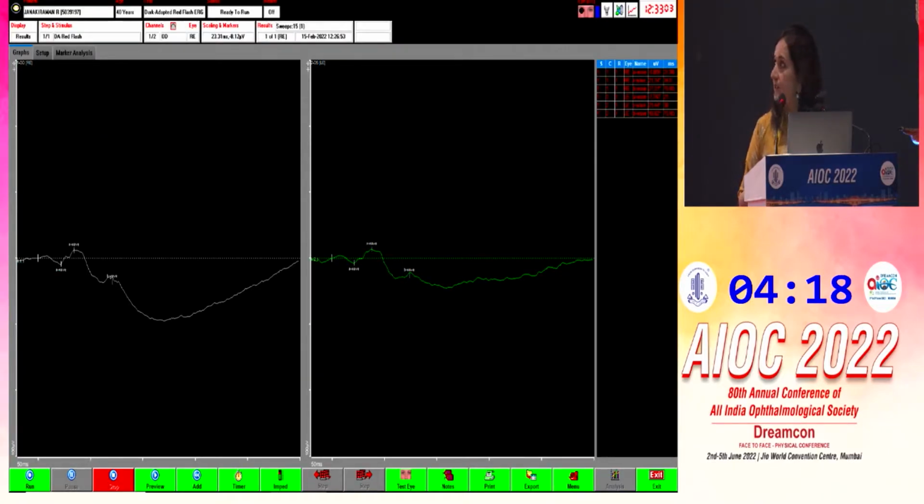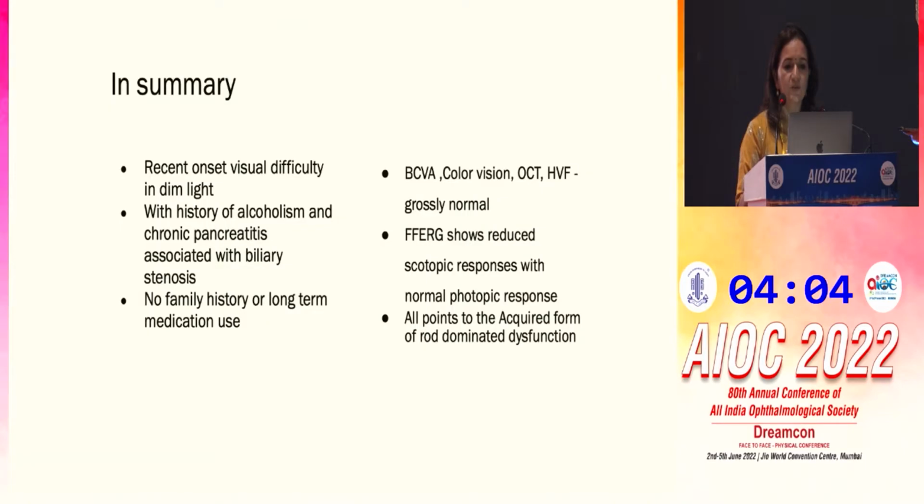But if you see the red flash dark adapted ERG, the B wave is gone. So vitamin A deficiency affects the rods and not the cones. The A wave is so beautifully picked up, but the B wave is not there. So our diagnosis was vitamin A deficiency.